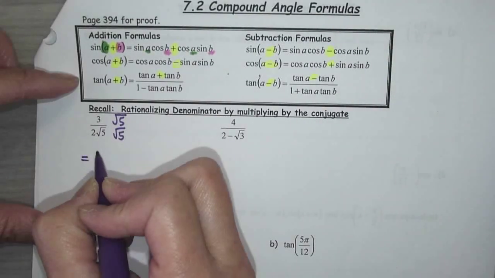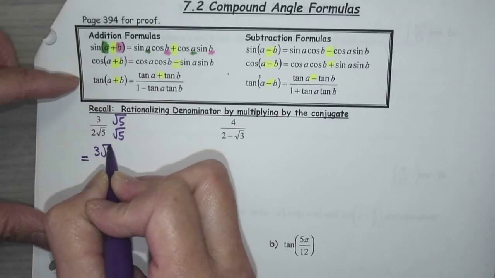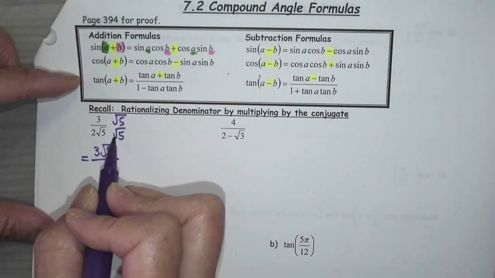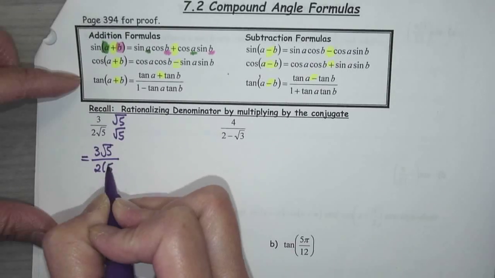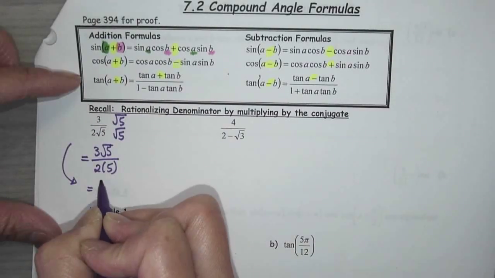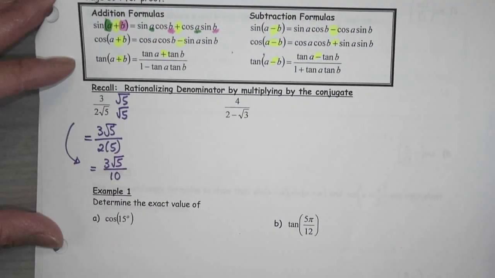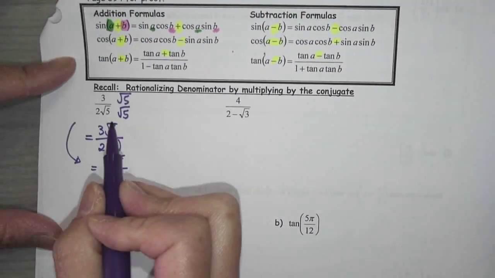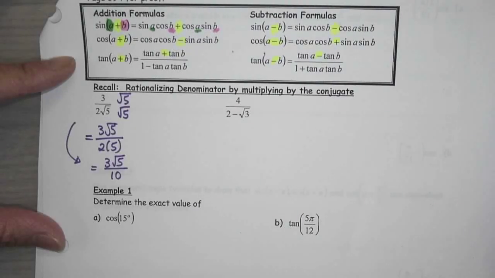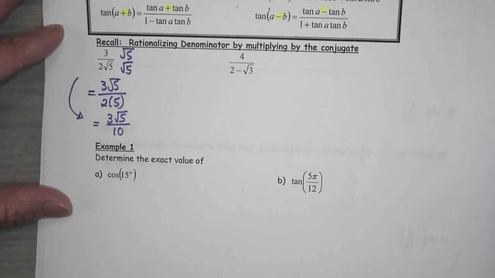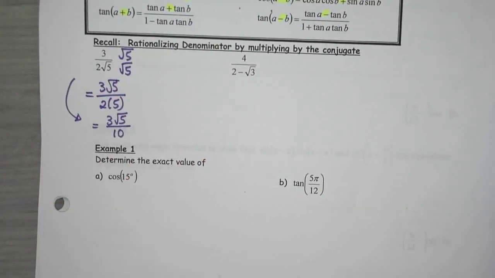When I do this, I'm going to get 3 root 5 over 2 root 5 times root 5. Root 5 times root 5 is 5. Do you have to show me this step? No, you don't. You can go straight to 3 root 5 over 10. Last year we were like, oh, make sure you show everything. No, if you can do the 2 and the 5 in one go, you can go right there. Okay, move that up. Okay, so that's if you have a single term on the bottom.